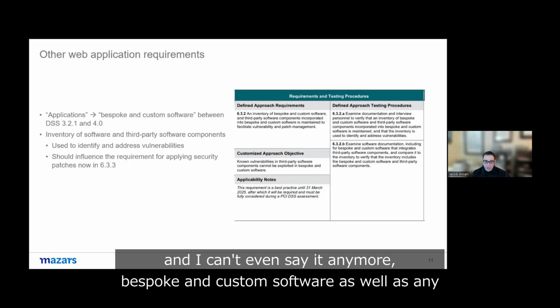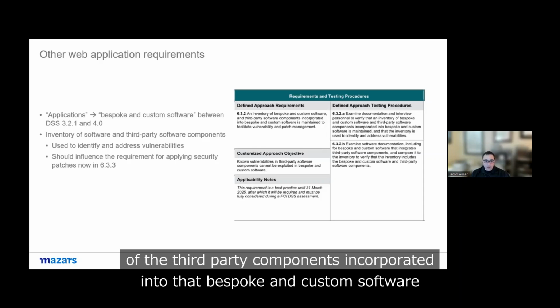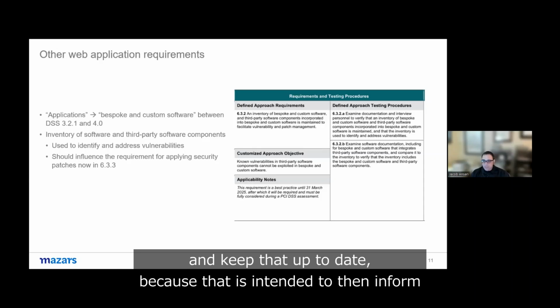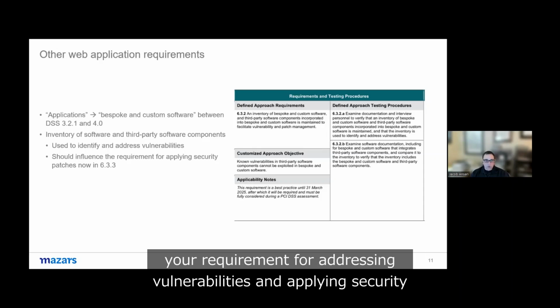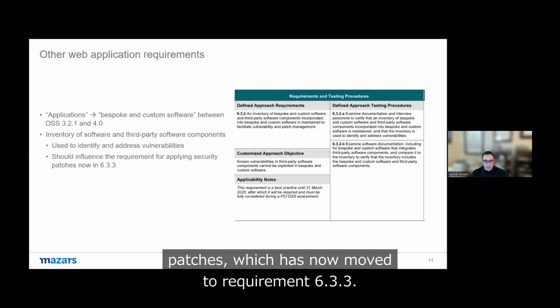So step 1 here in requirement 6.3.2 is to make an inventory of that bespoke and, I can't even say it anymore, bespoke and custom software, as well as any of the third-party components incorporated into that bespoke and custom software, and keep that up to date, because that is intended to then inform your requirement for addressing vulnerabilities and applying security patches, which has now moved to requirement 6.3.3.